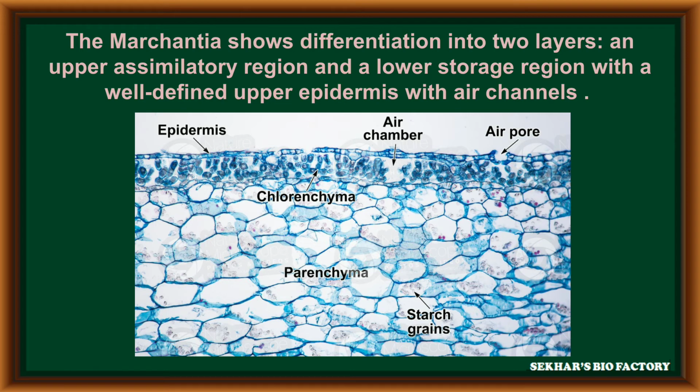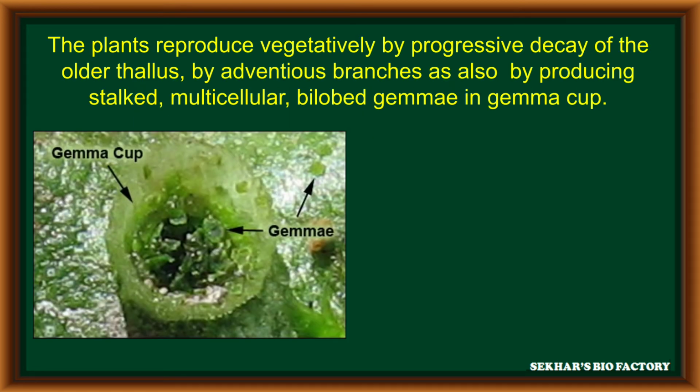Marchantia shows differentiation in its internal structure. It is differentiated into two layers: the upper assimilatory region and the lower storage region, with a well-defined upper epidermis along with air chambers and air channels. The plant body performs reproduction by either vegetative or sexual reproduction. These plants reproduce vegetatively by progressive decay of the older thallus and also with the help of adventitious branches, and also produce stalked multicellular bilobed gemmae in gemma cups.